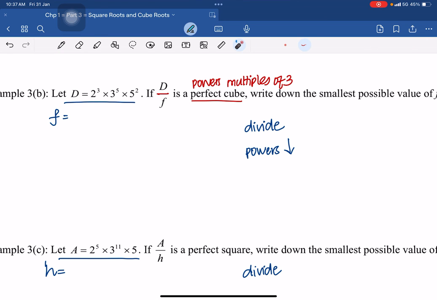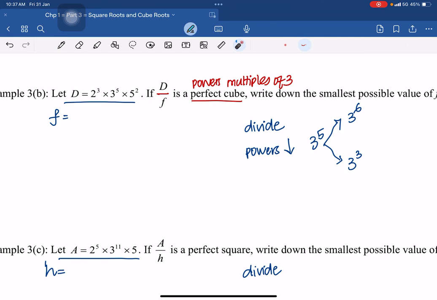Okay, so let's take a look. The first one, 2 to the power of 3. Oh, this is already a perfect cube. I don't need to worry. Next one, 3 to the power of 5. I need to make the power a multiple of 3. So am I going to make it 3 to the power of 3, or 3 to the power of 6? The nearest multiples are 3, 6, 9, 12. So 3 and 6, right?